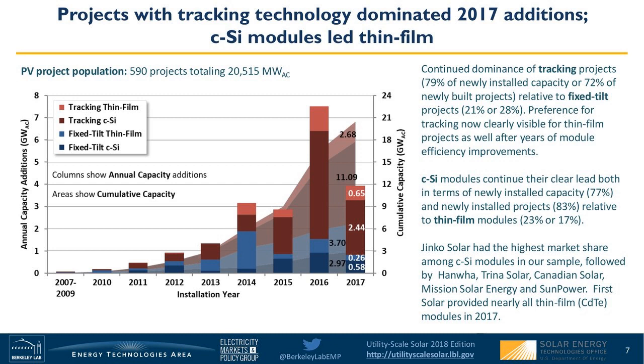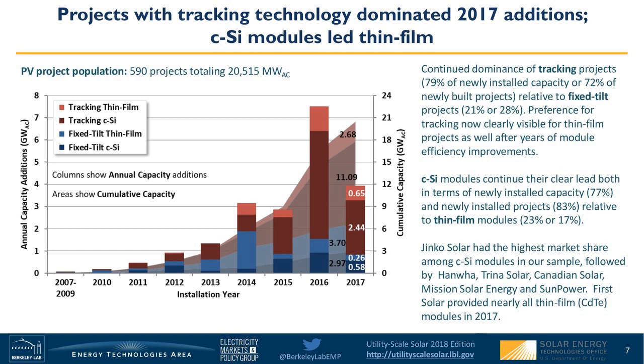The predominant module technology type are crystalline silicon modules, and the lighter ones here are thin film modules, primarily cadmium telluride modules. And those cadmium telluride modules primarily are built out by the company First Solar, whereas there are a variety of manufacturers of those crystalline silicon modules, and we don't have exact manufacturing information for all of our projects, but within our sample at least, Jinko Solar had the biggest lead, followed by Hanwha, Trina, Canadian Solar, Mission Solar Energy, and finally SunPower.